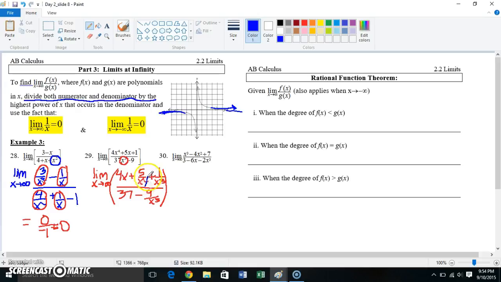Every term that has an x in the denominator is going to go to 0 if I let x become a really large number. So here I'm left with the limit as x approaches infinity of 4x over 37. Okay, well, that's a linear function. Not very steep, but it's a positive slope. And in the end, this function is going to go to infinity.